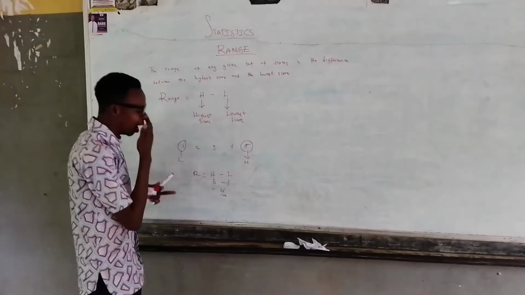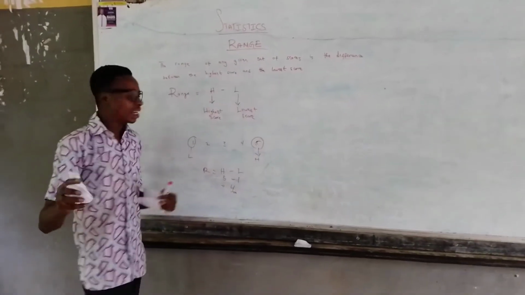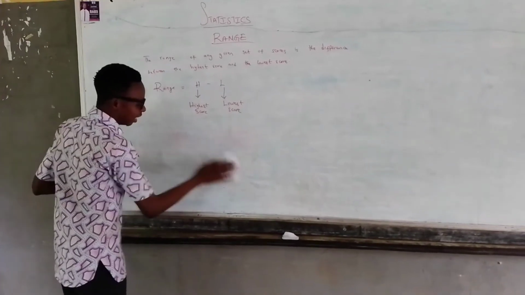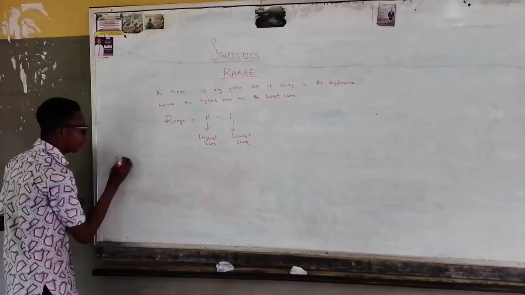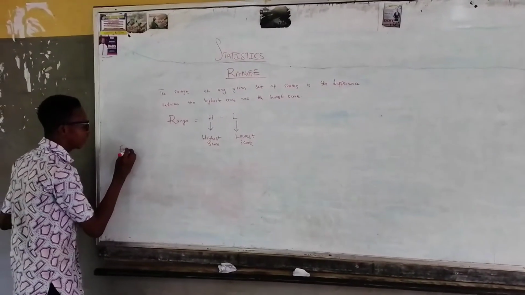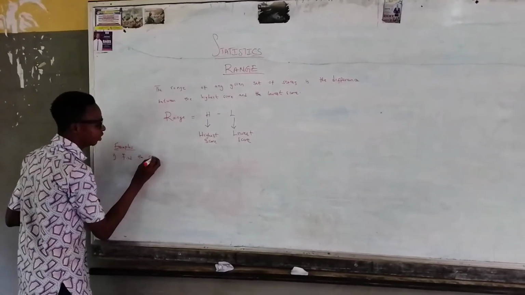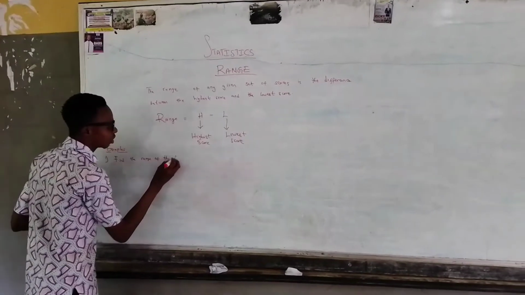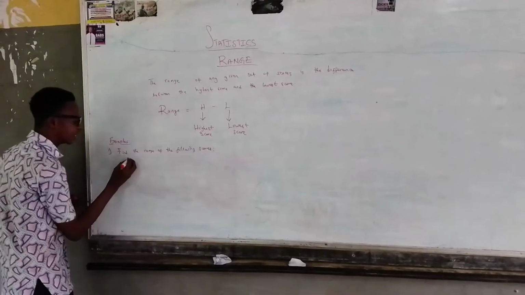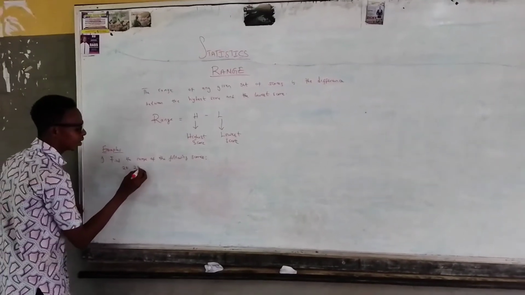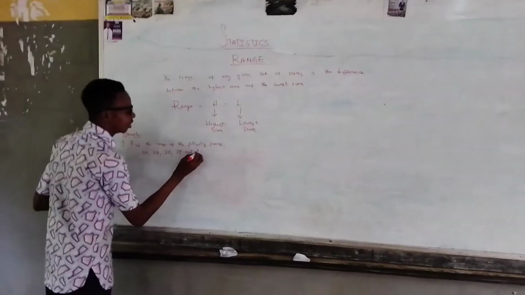Now we are going to look at some examples so that you understand better. Example 1: find the range of the following scores: 20, 28, 36, 38, and 40.